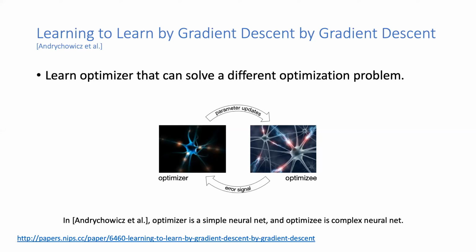Of course, their optimization problem could be anything. Any kind of continuous optimization problem. In this case, it just happens to be the supervised learning optimization problem of a large neural net.